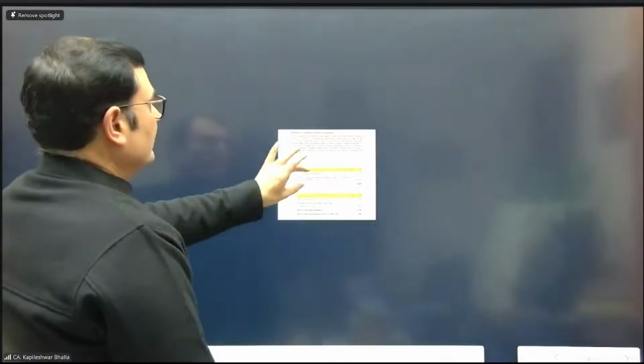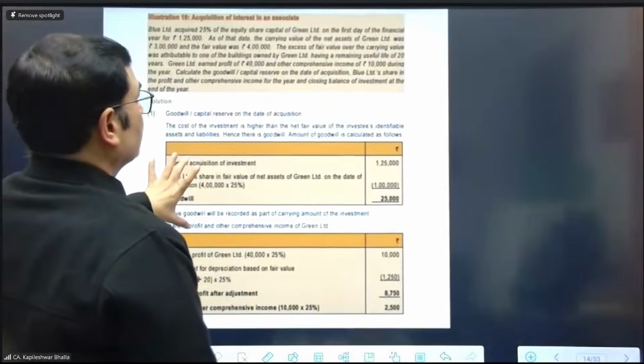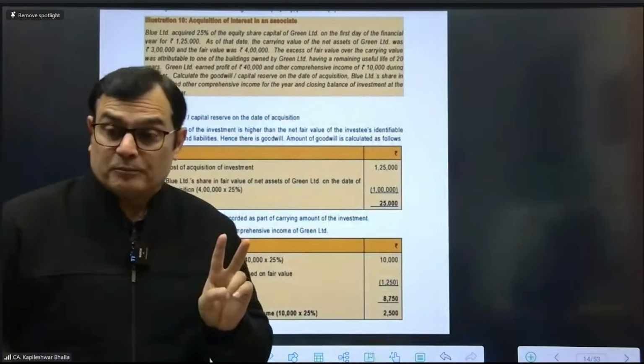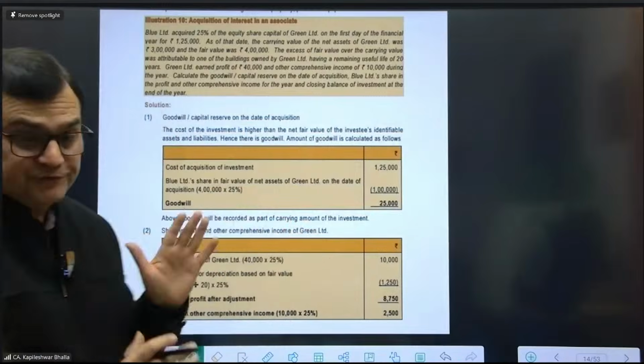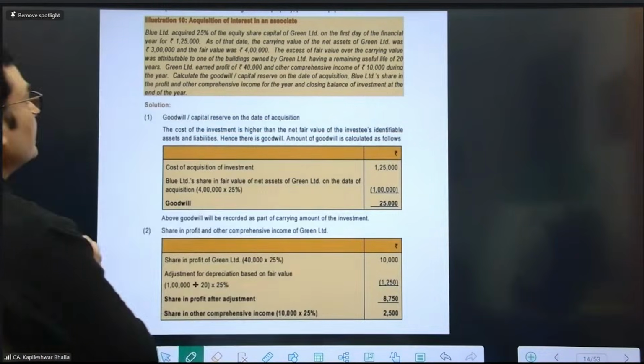So let me first read the inputs. I'll work out the solution myself, but I've just retained the solution for the time being. We're going to apply a 2-step model. I hope this is visible enough. Let's read what is the inputs given in illustration number 10.